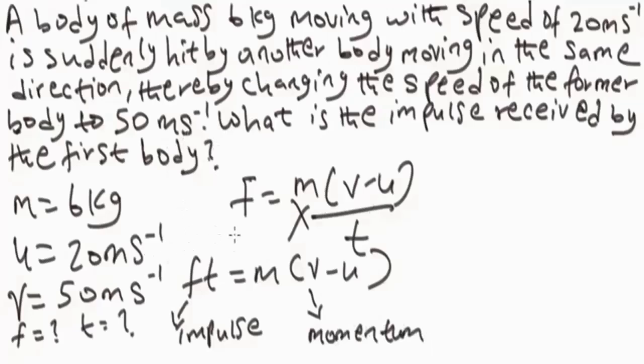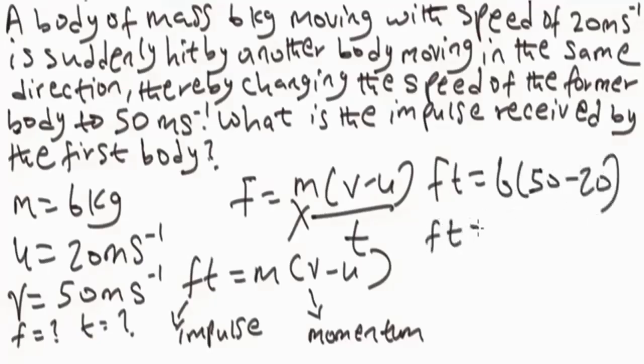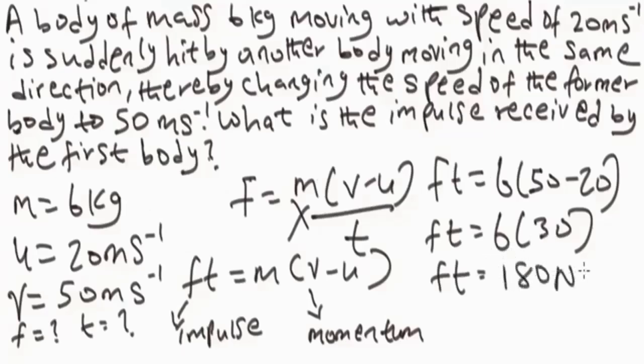Alright, so from this quick expression we have here, we now have F and t, which means Ft, the impulse, will be the change in momentum. We have the mass to be 6, and the final velocity is 50 minus 20. When you simplify this, Ft, which is the impulse, will be 50 minus 20, which gives us 30. Therefore, Ft, the impulse received by the first body, will be 30 times 6, which gives us 180 Newton second.